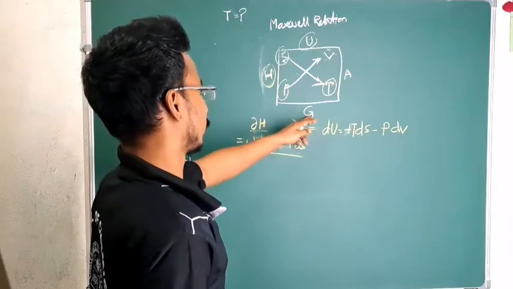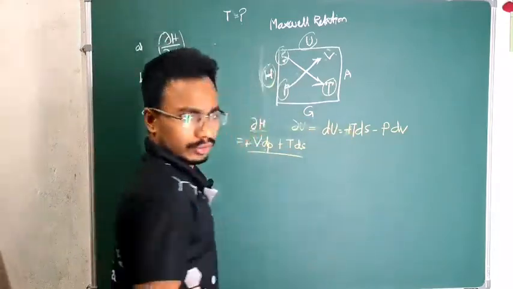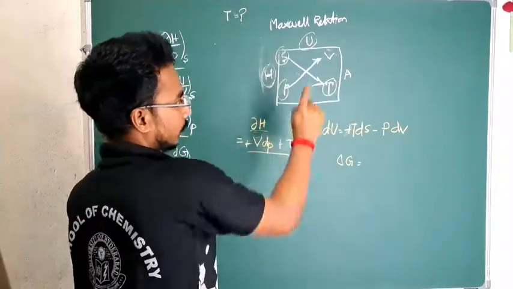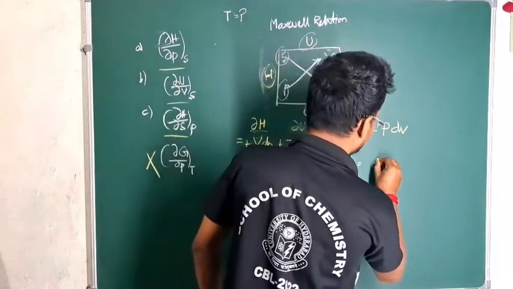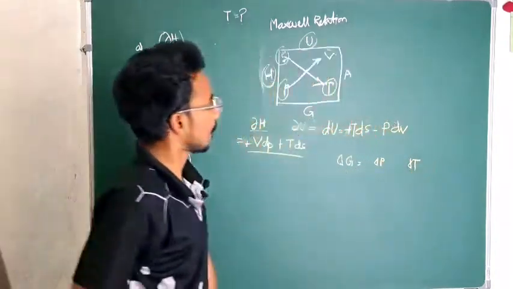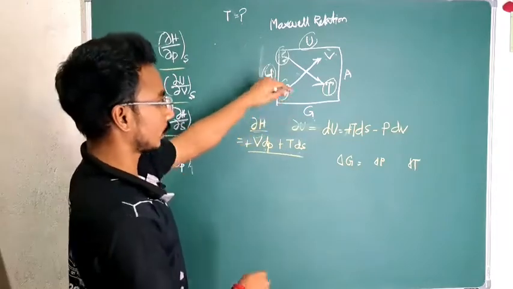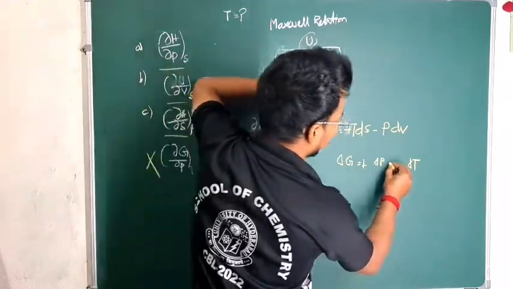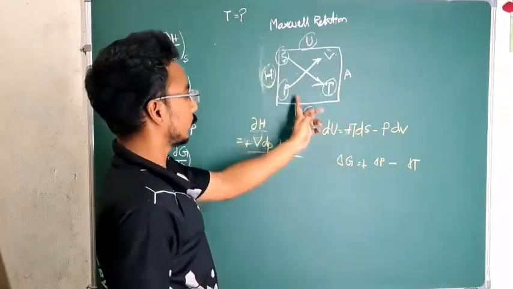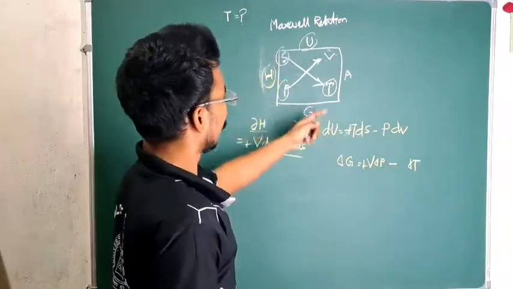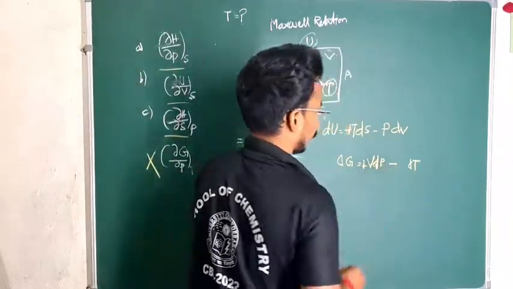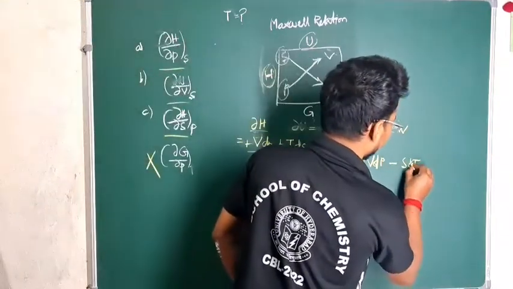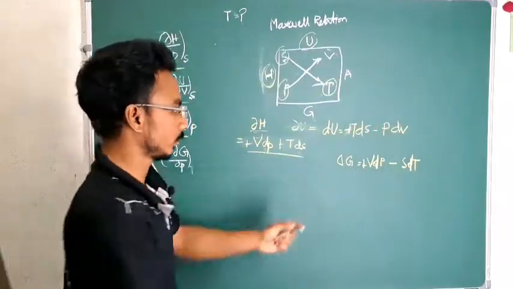We can write for delta G and delta A as well. For your confirmation, I am doing it again. Delta G is related to P and T, so dP and dT. See, the arrow is going from P to V. From P means positive sign, and coming to T means negative sign. P is related to V, so VdP, and T is related to S, so VdP minus SdT. You know, this equation is very famous.